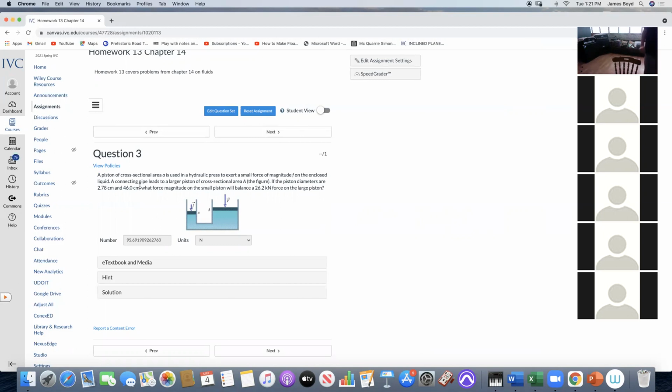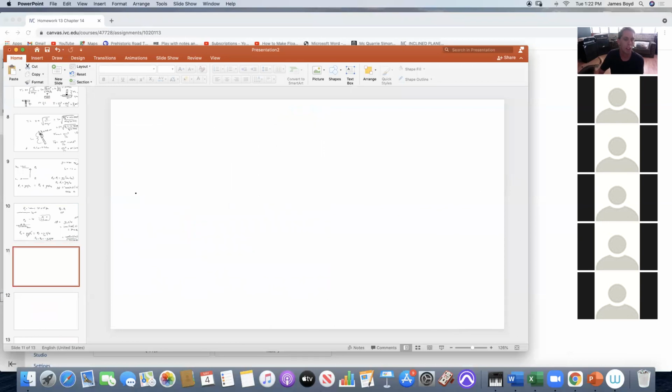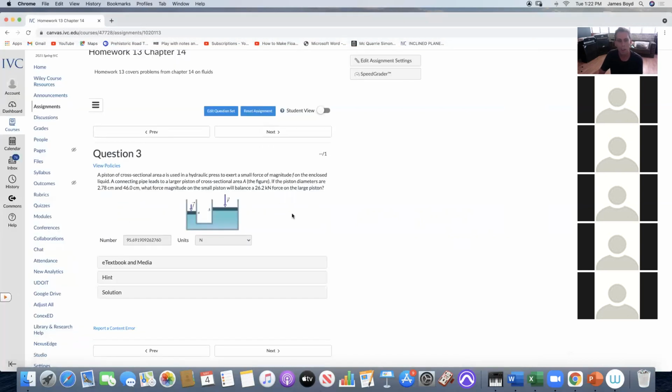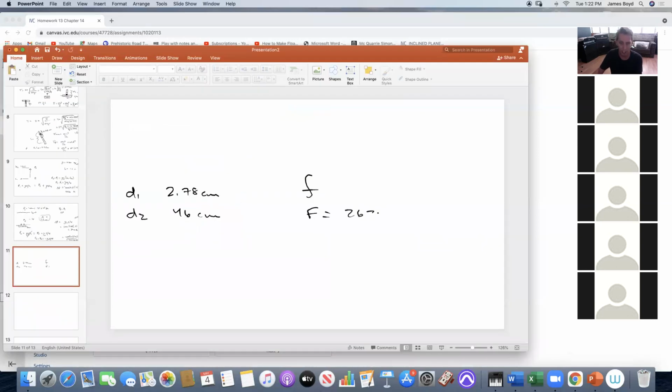Yes. Okay, so Pascal's principle says little a, little f is equal to big A, big F. So if the piston diameters are given, what magnitude will produce the big force? So 2.78 and 46. So diameter 1 is 2.78 centimeters, and diameter 2 is 46 centimeters. For me, little f and big F. Big F we want to be 26.2 kilonewtons, which is 26,200 newtons.